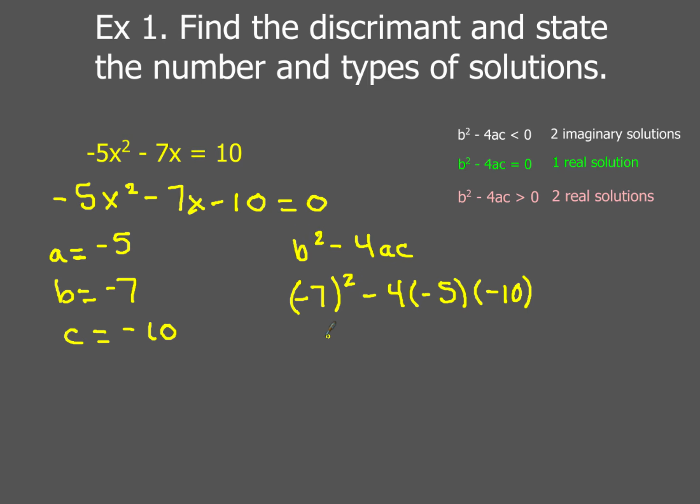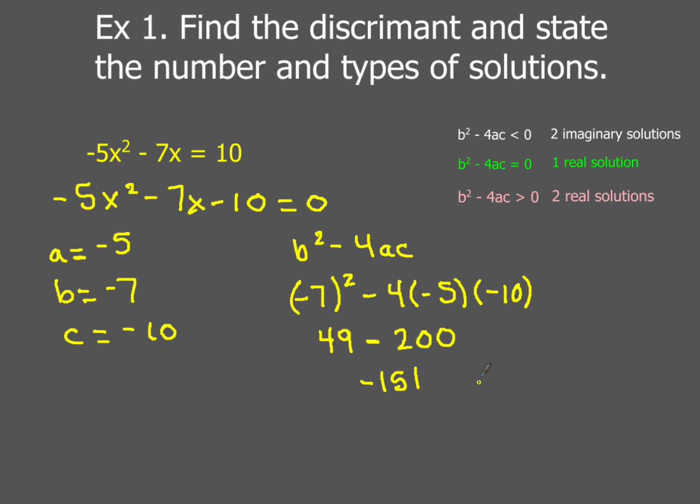Now, negative 7 squared is 49, because remember, a negative times a negative is a positive. Now, if I have 1, 2, 3 negatives being multiplied together, the sign of that is going to be negative. So then I just worry about the constants. 4 times 5 is 20, times 10 is 200. So that'll give me a product of 200. All right, so 49 minus 200 is going to be a negative number, and in this case it's negative 151.